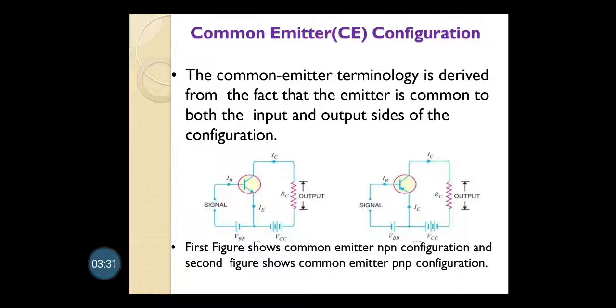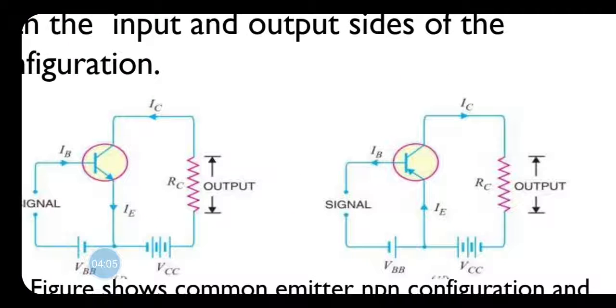Now we will start with the common emitter configuration, and we will find the VI characteristic of the common emitter configuration. But for that purpose, first we have to understand how to connect the transistor if you are using it in common emitter configuration, and how the voltage sources will be connected. You can see here I have used an NPN transistor, as you can find from the arrow.